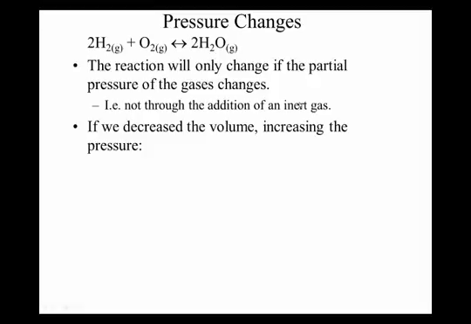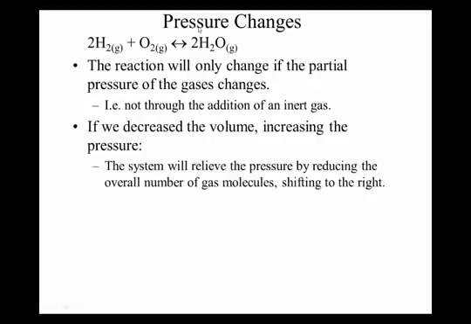So if I decrease the volume and increase the pressure, right, I'm smashing everything down. How can the system relieve that? It can relieve it by reducing the amount of gas present in the system. And it can do that by moving forward. It can move to the right. So every time it goes to the right, it takes 3 molecules and makes 2. So it's actually reducing the total amount of gas, right? So shift to the right to reduce the amount of gas molecules.